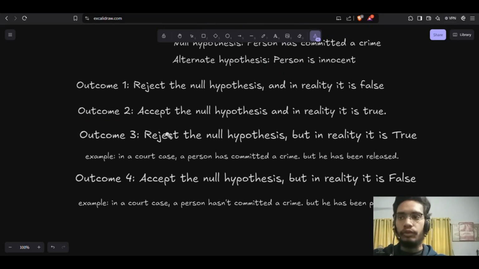In outcome number three, we reject the null hypothesis, but in reality it is true. So a person has committed a crime, it is true, but according to our null hypothesis, we reject and we conclude that no, the person is innocent, right?